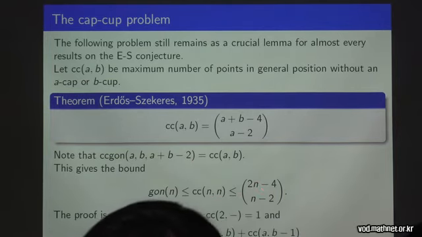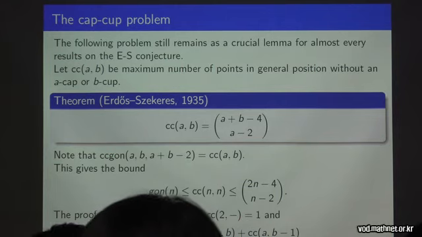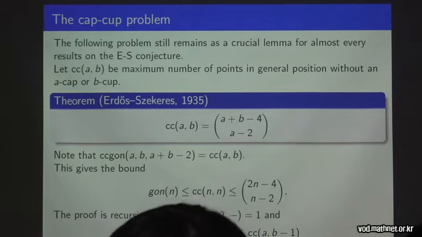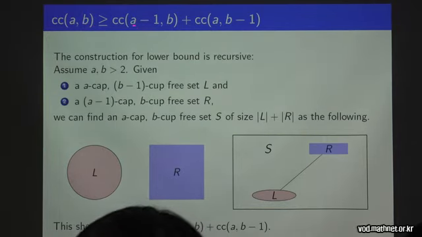And the proof is recursive. If any of A or B is 2, we should have the maximum point 1. And this equality works. So I'm going to show you a quick proof of this equality. First, we want to show that CC of AB is at least this one plus this one.